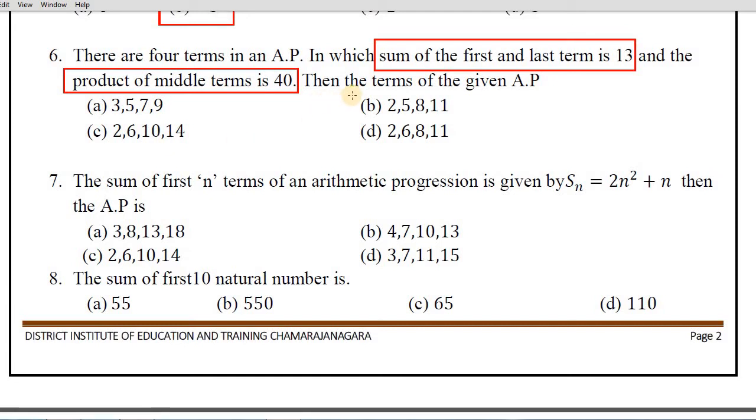So you check for option B, children. First and last terms are 2 and 11. So 2 plus 11 is 13. And the middle term product, you check it. Product in the sense you want to multiply. So 5 8s are 40. So option B is satisfying these two conditions. Hence option B is right for this.